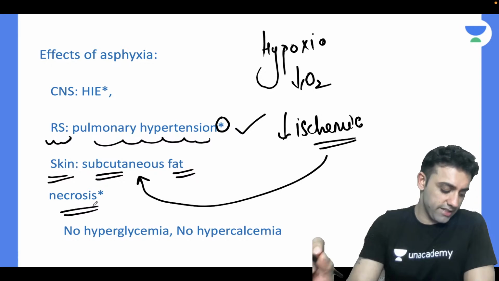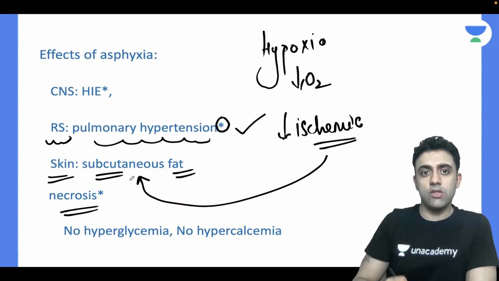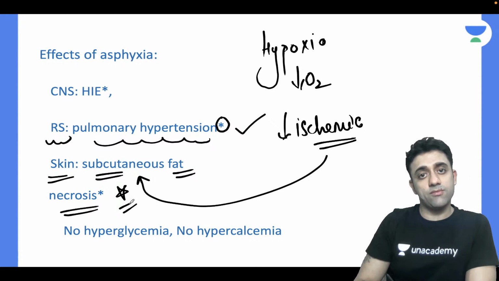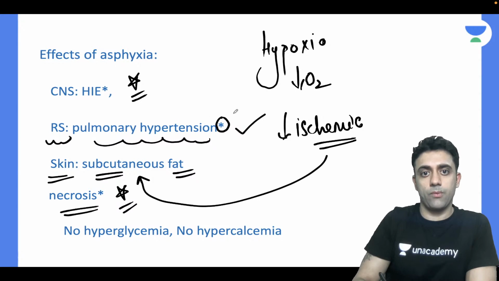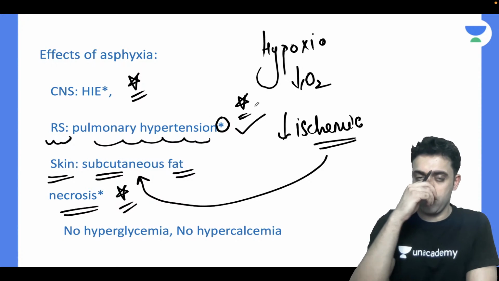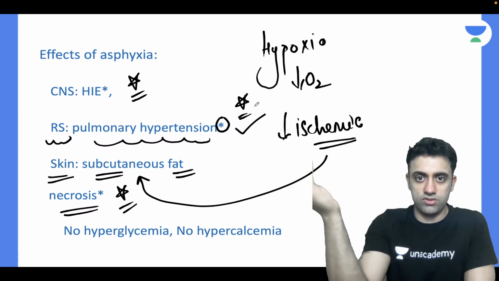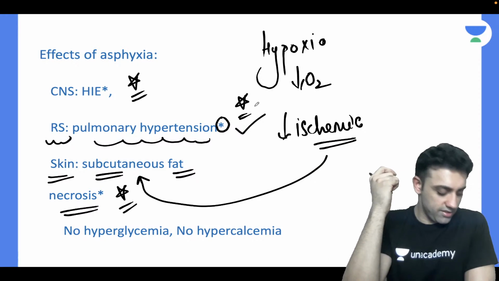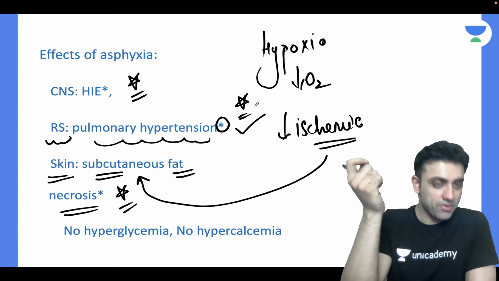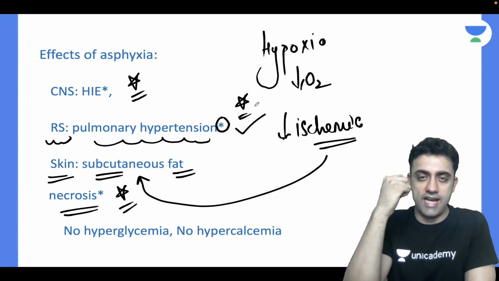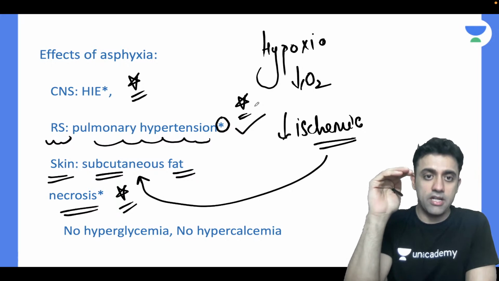Why am I stressing on these points? Star mark, it has been a question. So in the skin, just remember the patient will have subcutaneous fat necrosis because of the ischemia. In the respiratory system, there will be pulmonary hemorrhage, and in the CNS there will be HIE. Okay, let's finish the whole topic.